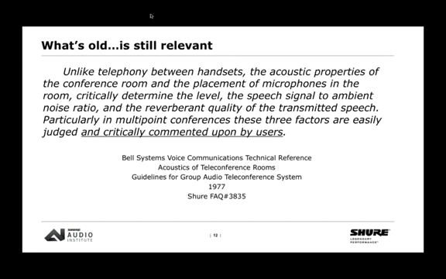Unlike telephony between handsets, the acoustic properties of the conference room and the placement of microphones in the room critically determine the level, the speech signal to ambient noise ratio, or in other words, critical distance, and the reverberant quality of the transmitted speech. Particularly in multi-point conferences, these three factors are easily judged and critically commented upon by the users.